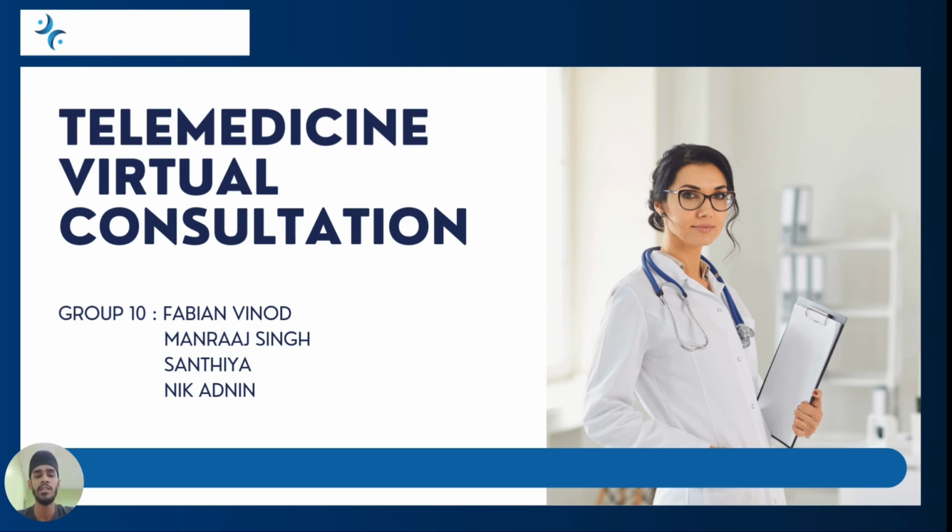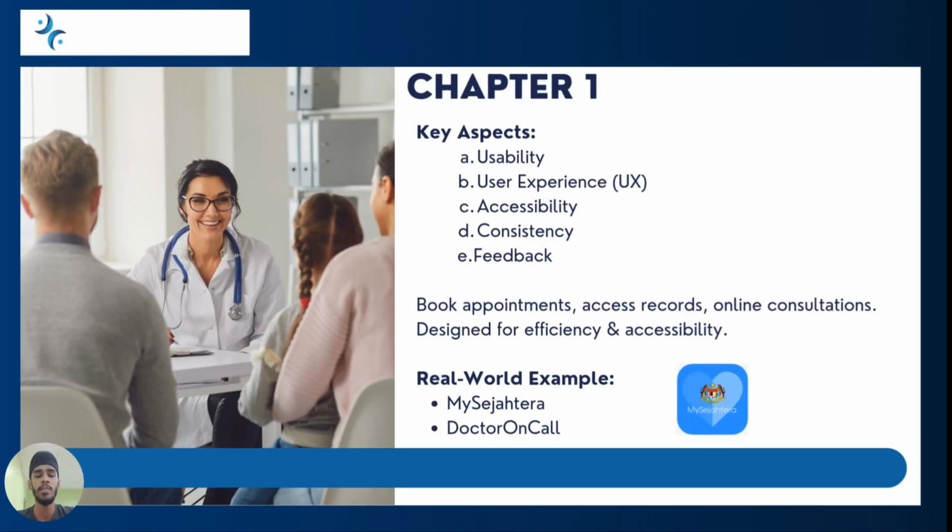Without wasting any time, let's get straight into Chapter 1. Chapter 1 is about Introduction to Interaction Design, where we have 5 key aspects. The first one is usability for easy navigation, then user experience (UX) to enhance engagement, accessibility for inclusivity to all users, consistency for uniform design, and finally feedback for immediate system responses. Interaction design is about creating digital interfaces that are intuitive, user-friendly, and efficient. It focuses on how the system responds.